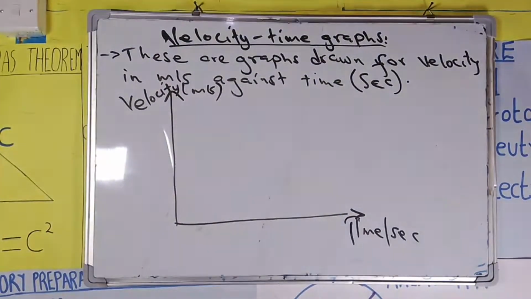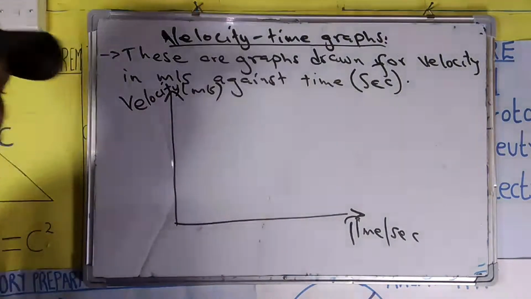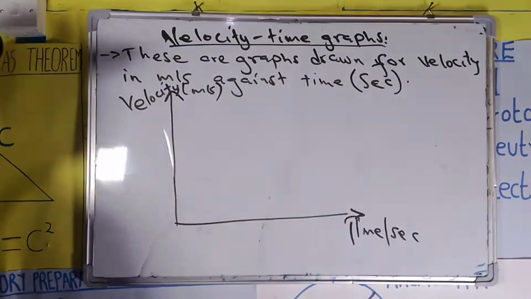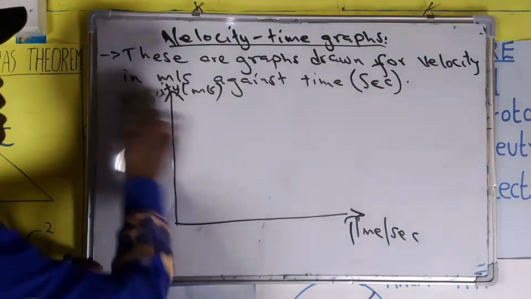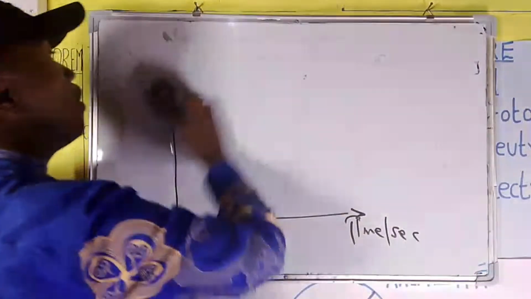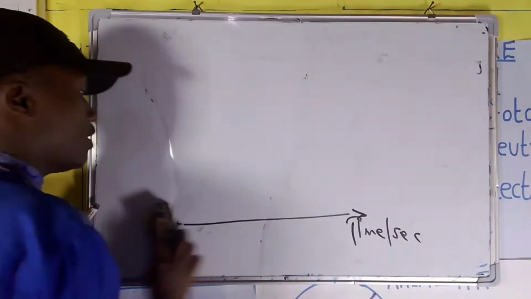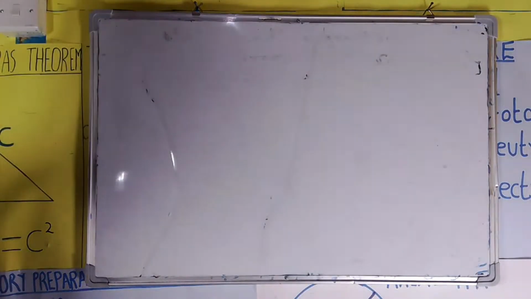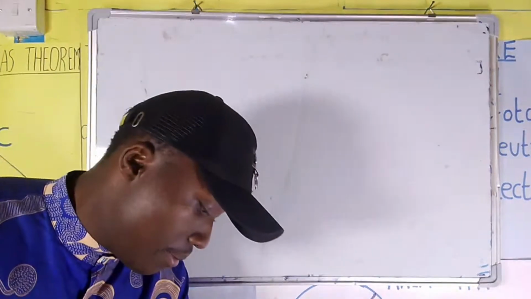So what we are going to do now is we can probably write down some formulas that we are going to interact with in this course, or we can do some questions related to velocity time graphs.